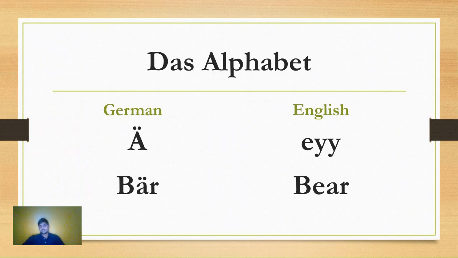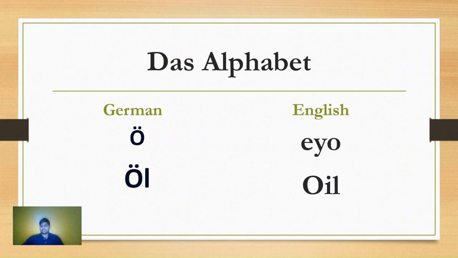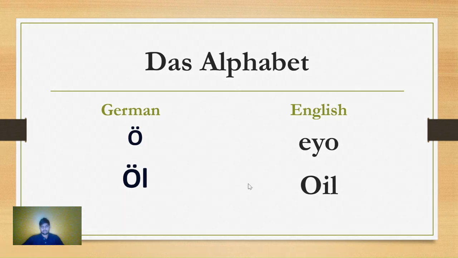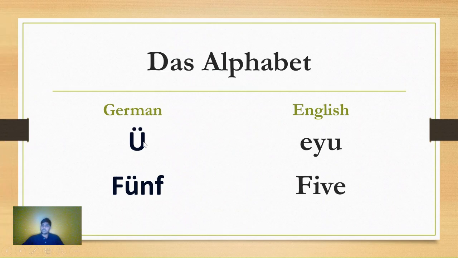These are four new letters we will learn. The first one is a. A means a with two dots, an umlaut. A with umlaut. It sounds like bear in English. The same in German, where. O with umlaut, yo. It sounds like oil in English. U with umlaut, you. But without umlaut, u, with umlaut, you.